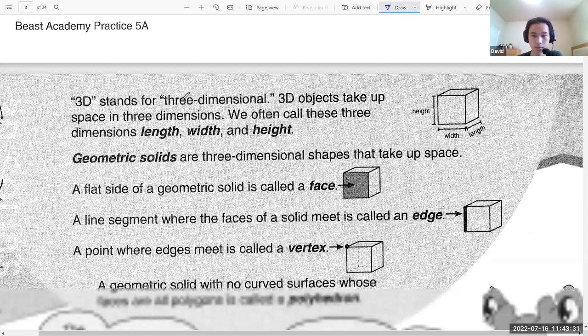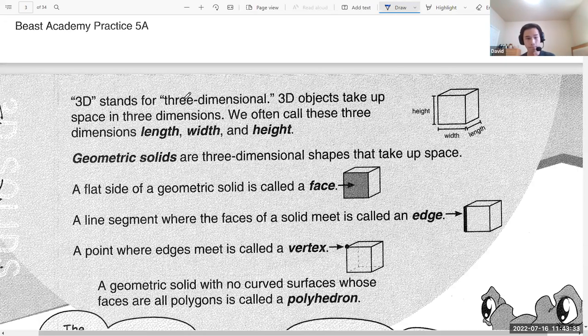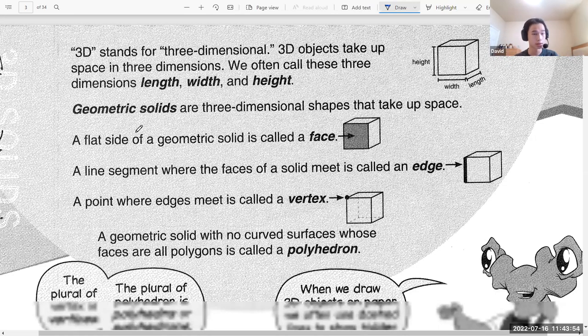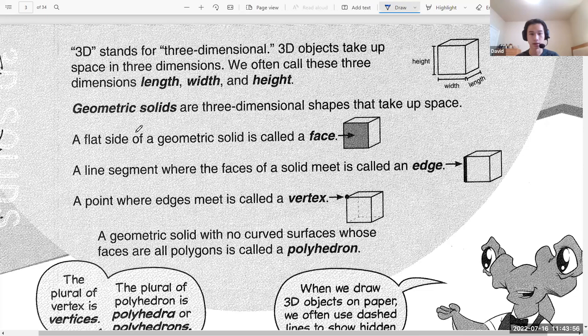Let's see. What's nice about this homework is that it gives you more information. It explains as you go, a little bit of review, if you will, very helpful. So we see we're talking about 3D or three dimensions here. And you can see height, width, length, three different things that you can measure. So geometric solids, a solid is something that is a 3D shape. It takes up space. So that's what it's mentioning here.